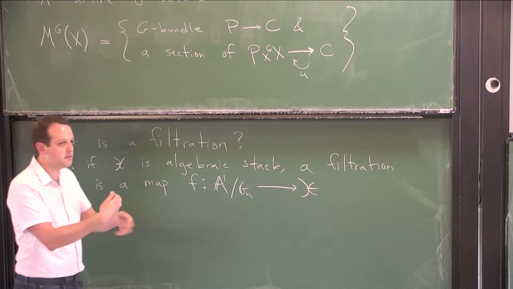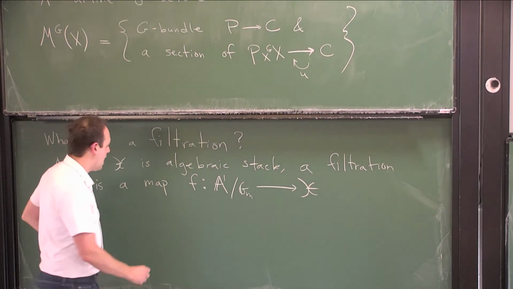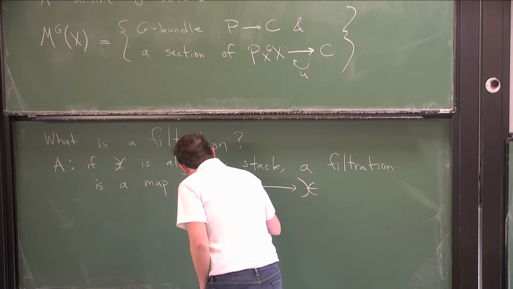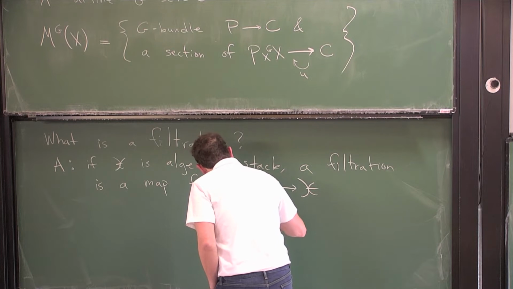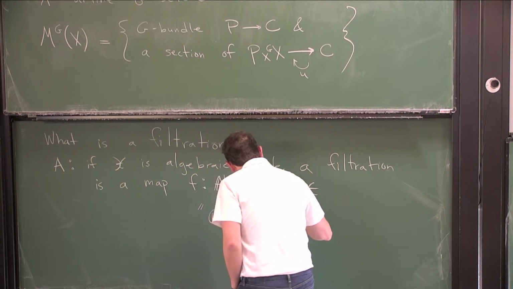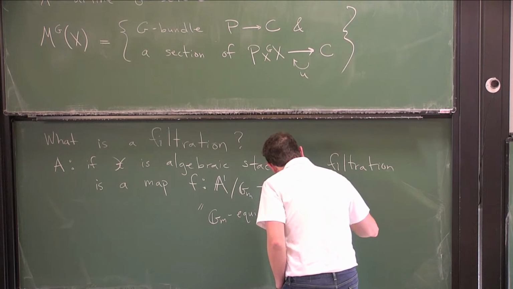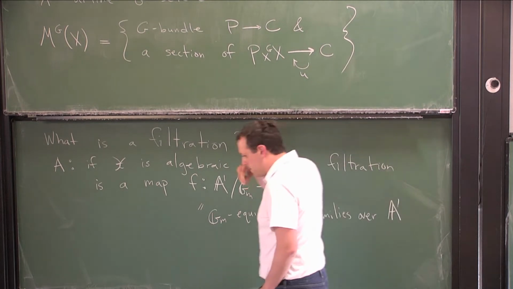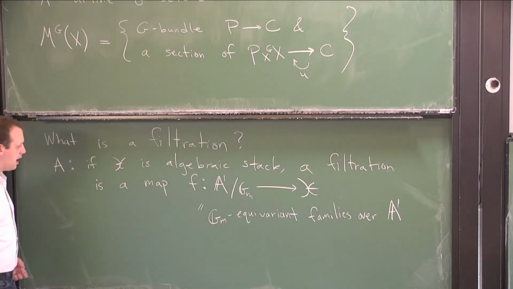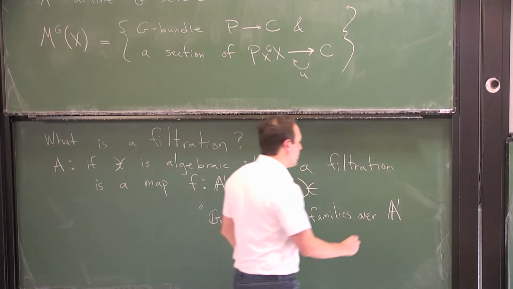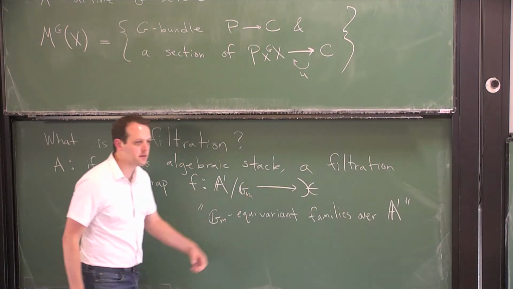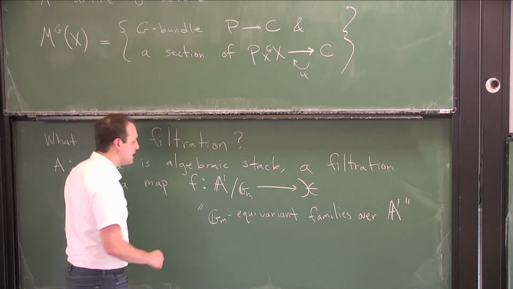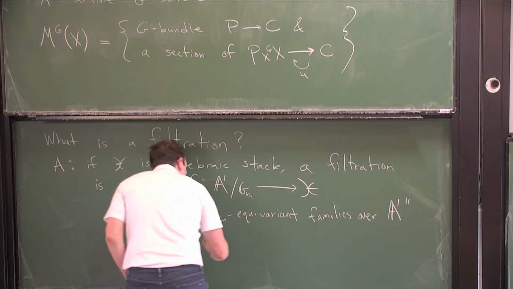So if X is the stack that parameterizes families of some kind of object, let me just say what this means. If you unpack what it means to have a map from a quotient stack into some other stack, this parameterizes G_m-equivariant families over A1. In the K-stability literature, this is called a test configuration.